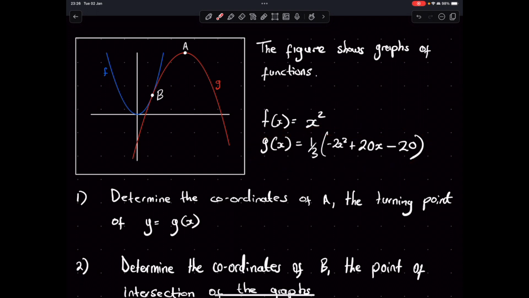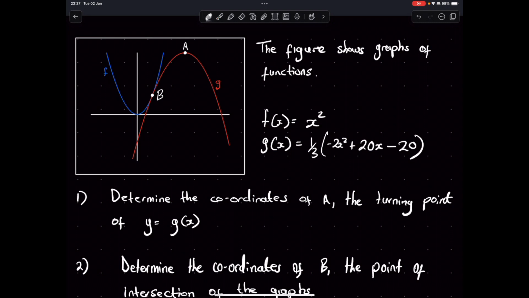Now, this is not a beginner tutorial. This is for someone who knows the fundamentals of functions, quadratic functions, sorry. So this is for someone who already knows some basic formulas, like finding the x coordinate of the turning point, which is minus b over 2a, and so on and so forth.